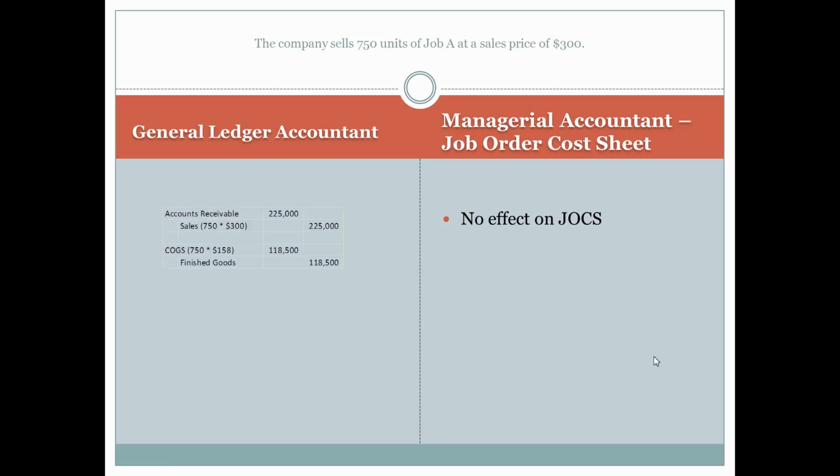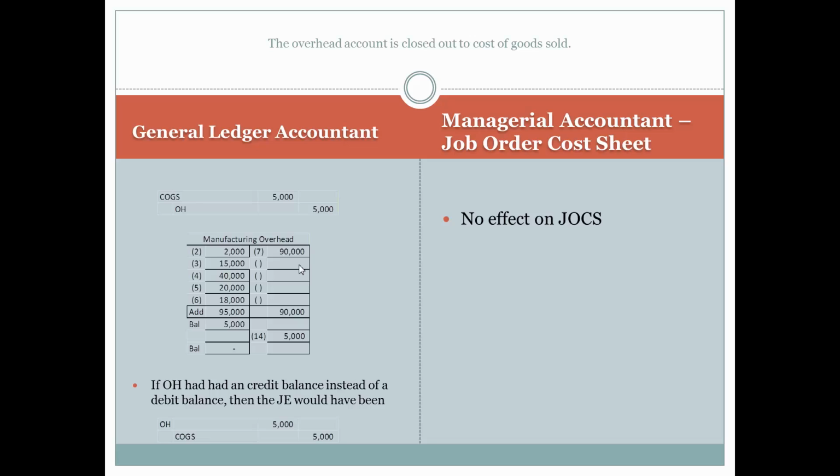The company sells 750 units of job A at a sales price of $300. The company is going to record accounts receivable or cash for the amount of the sales, and then cost of goods sold for the amount of the cost of producing these finished goods. We sold 750 of them, our cost was $158 per unit, and our sales were $300 per unit. And again, we're showing that now they've gone into the income statement as cost of goods sold, and they've left finished goods, an inventory item, and there's no effect whatsoever on the job order cost sheet.